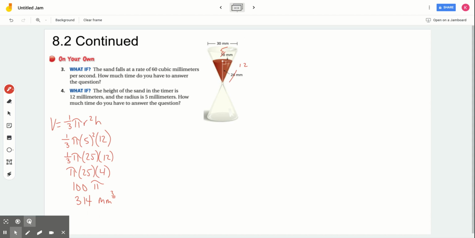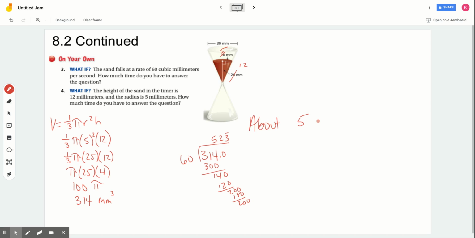The volume of the new amount of sand should be 314 millimeters cubed. Again, we can plug in the information to our formula and solve. Now we would take that 314 and divide by 60. Again, this would be a repeating decimal. So we have 5.23 with a 3 repeating. So this would be about 5 seconds is how much time we would have to answer this question.